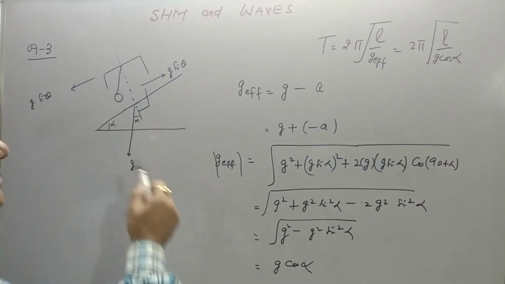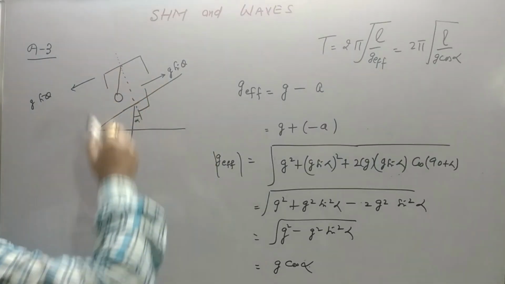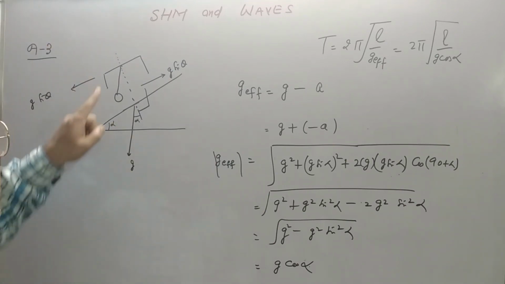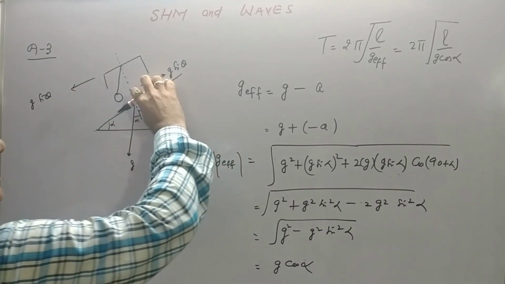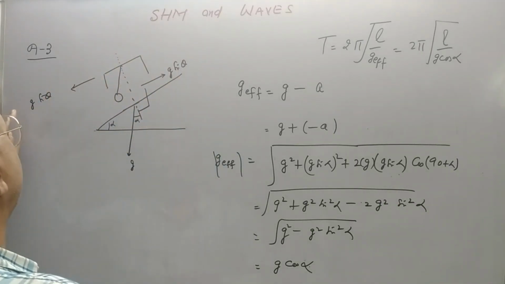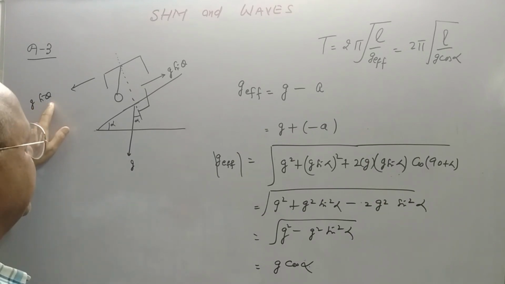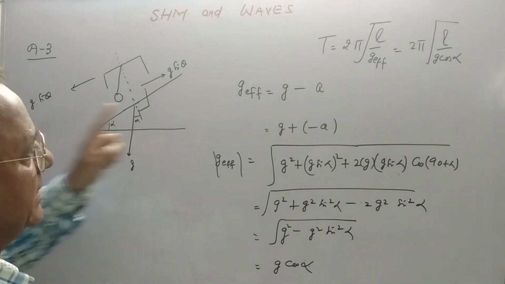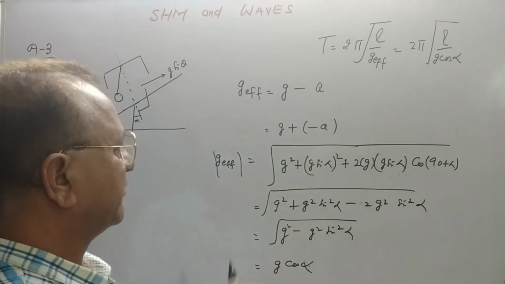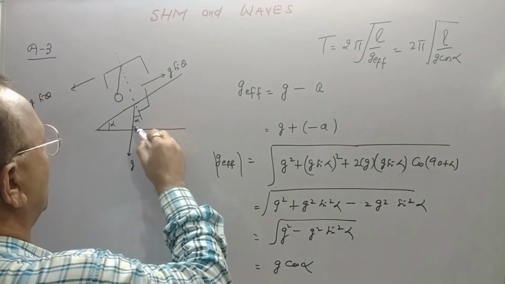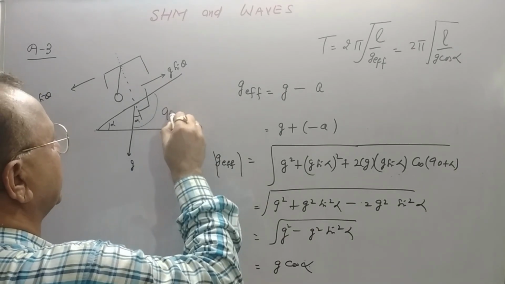In the previous question, the point of suspension was moved in the upward direction with some acceleration. In this case, the vehicle is on an inclined plane. So the point of suspension is moving with an acceleration of g sin theta. What is the effective acceleration? G minus of a, that is g plus minus of a. When you take g effective, it is equal to the root of g square, what is this angle? 90 plus theta.